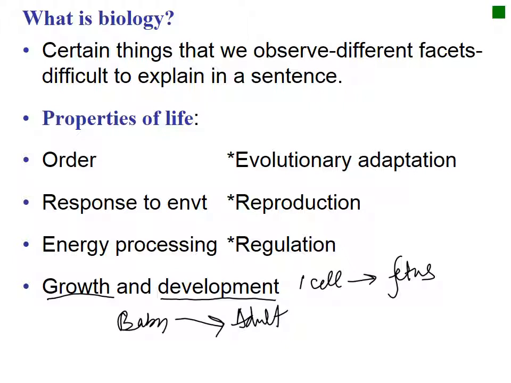Then you have reproduction. All living creatures reproduce. Second, you then see growth and development. Development is from one cell to a fetus. Growth, on the other hand, is a baby growing to an adult.